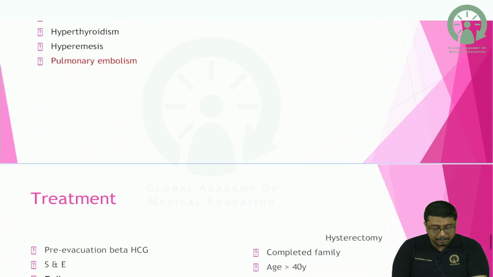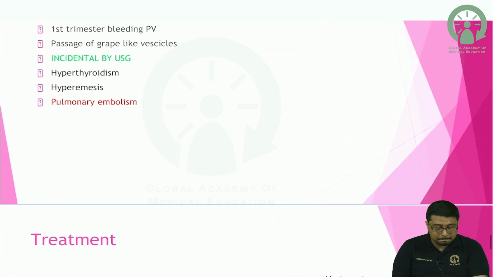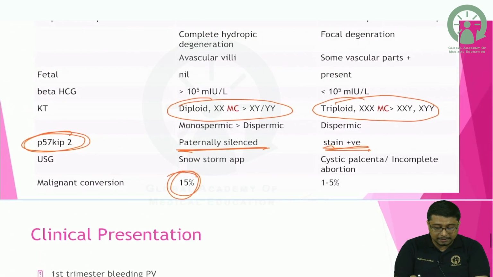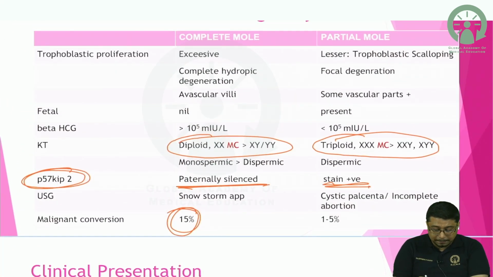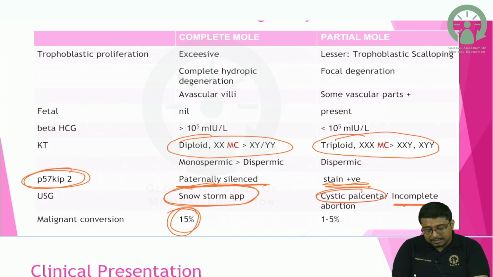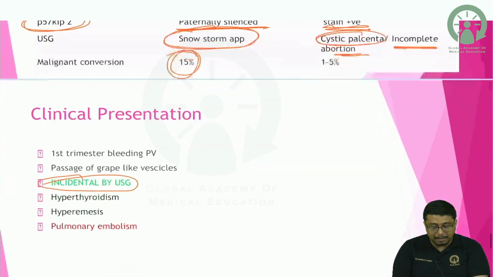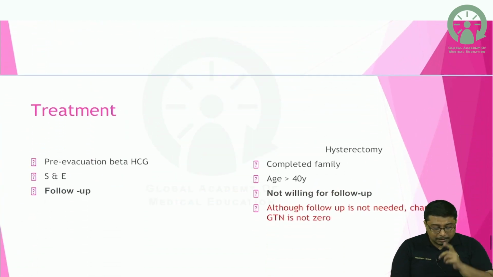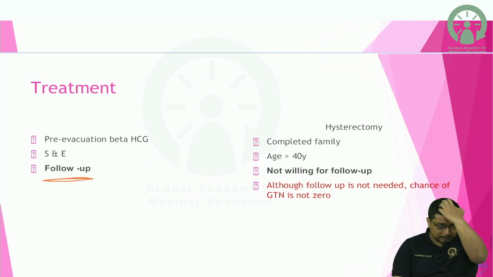So coming to clinical presentation, it is almost always incidental by USG, and the appearance is known as snowstorm appearance, whereas partial mole will be partial vesicular degeneration with cystic placenta with features like incomplete abortion. Fetal parts can be seen, right? So pre-evacuation beta HCG is important, and there should be follow-up.